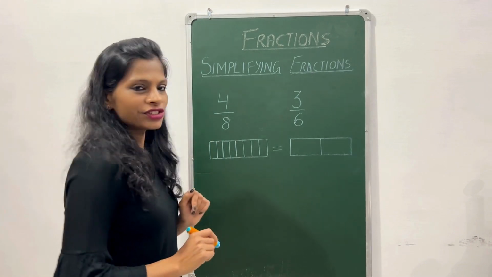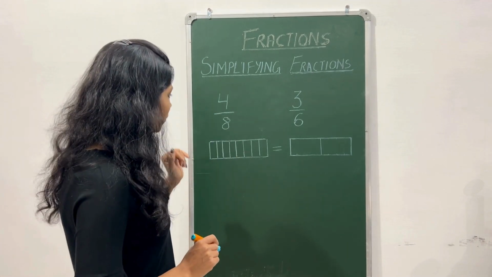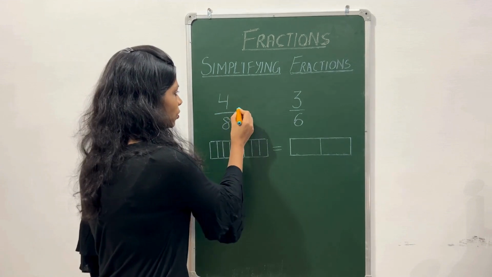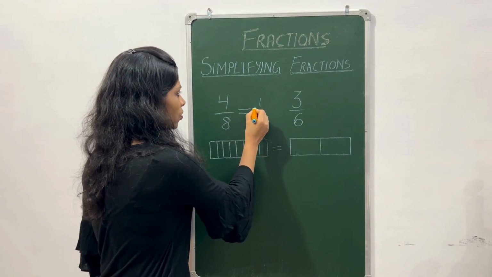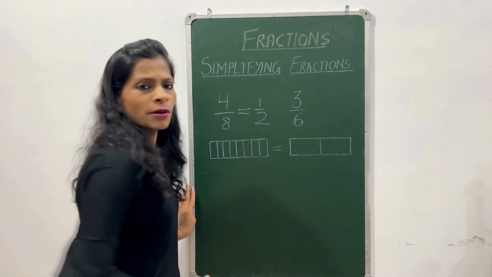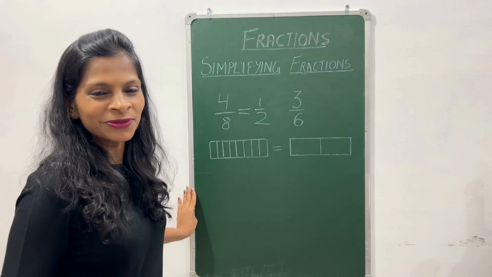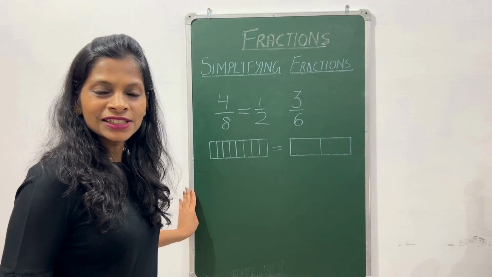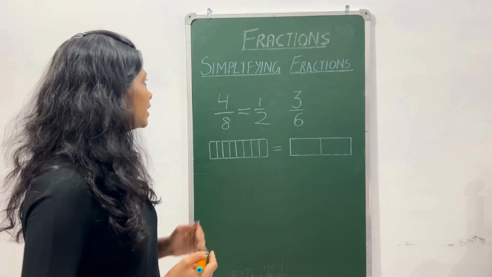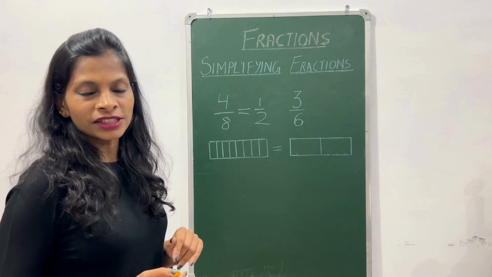Look at this fraction. What if I told you this fraction 4 over 8 can be written as 1 over 2? But how did 4 over 8 become 1 over 2? To understand this, in this video we will learn simplifying fractions.